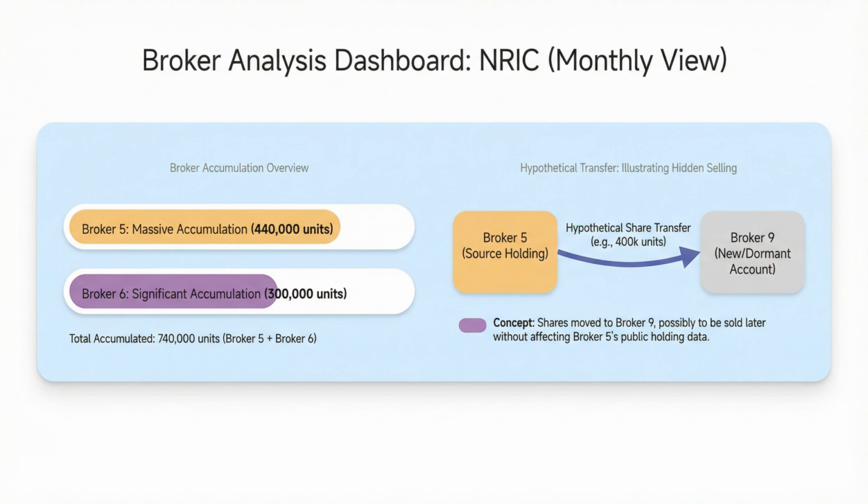However, we must be cautious. Sometimes large players buy from one broker, like Broker 5, and shift their shares to sell from another, like Broker 9 or 34, to mask their distribution.